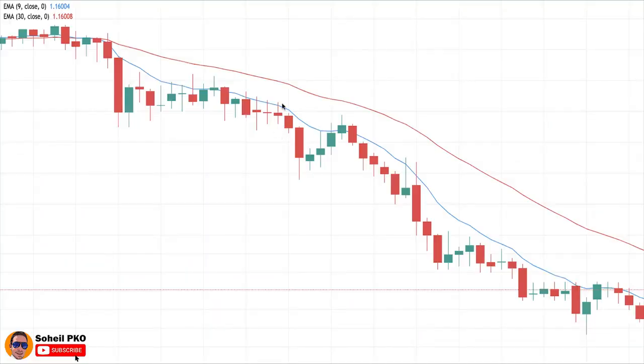And for the sell signal, or the signal for opening a short position, the 9 EMA must be below the 30 EMA, and the two moving averages must be apart from each other. In other words, we must see a space between them, and then we must wait for a candle that is closed above the 9 period EMA and is considered our trigger candle for the sell setup.